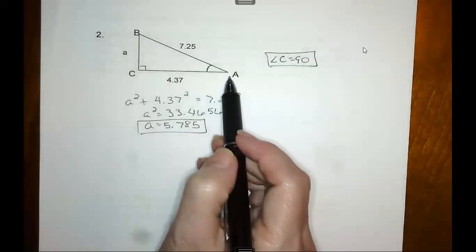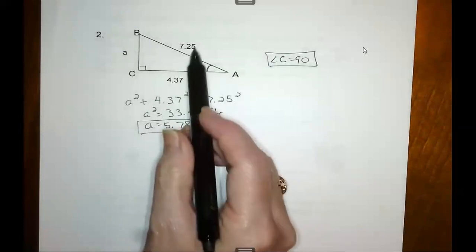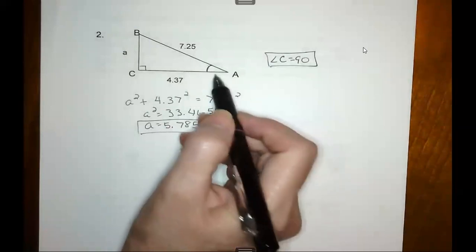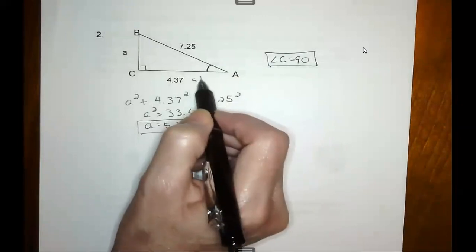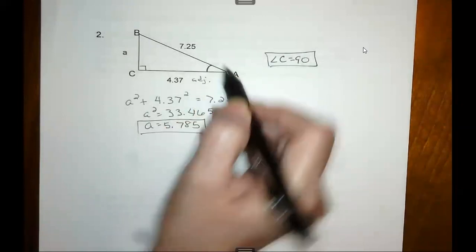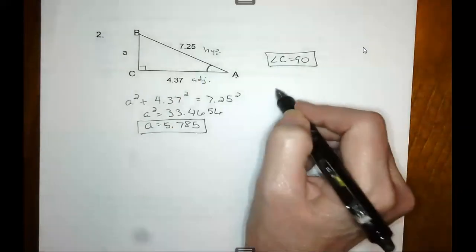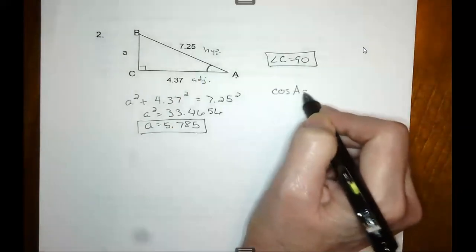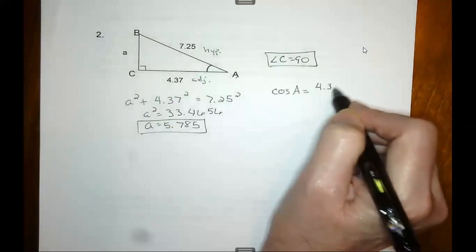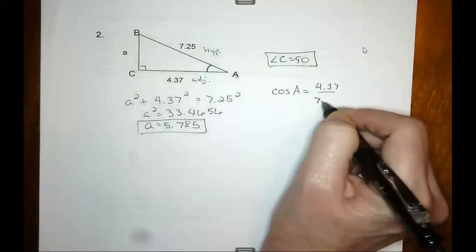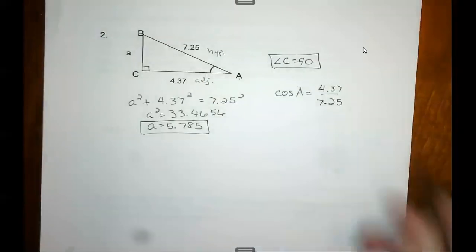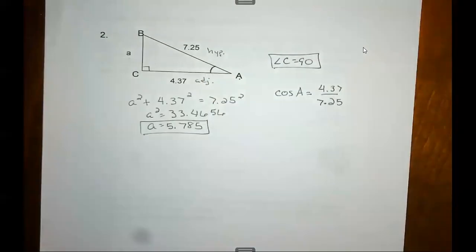In relationship to angle A, the two pieces of information that I was given, this would be my adjacent side to angle A, and this is the hypotenuse, the longest side across from the right angle. So adjacent and hypotenuse, that's cosine. So cosine of angle A equals adjacent 4.37 over hypotenuse 7.25. All right, so this is very important.